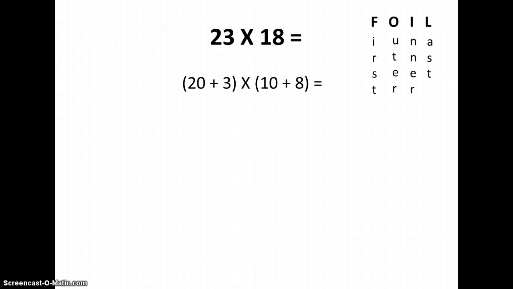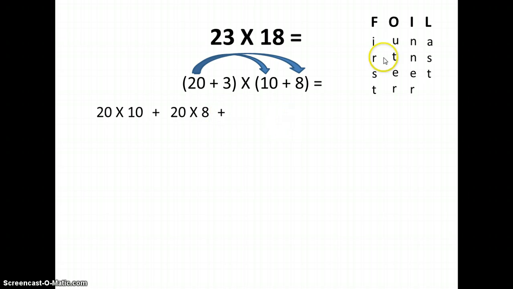Now, the first thing we need to do is use the first step in FOIL, which is first. First means that we need to multiply the first numbers in each of the parentheses. So in this example, it would be 20 times 10. So we'll write that right here, 20 times 10, plus O, outer. This is the next step. The 20 and the 8 are the outer numbers in the parentheses. So this will be 20 times 8. We'll put it right here.